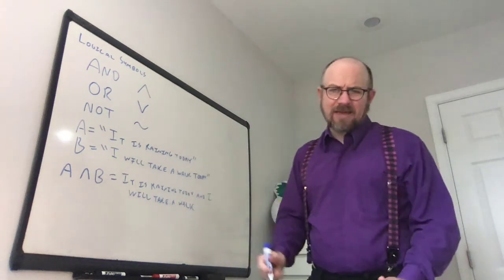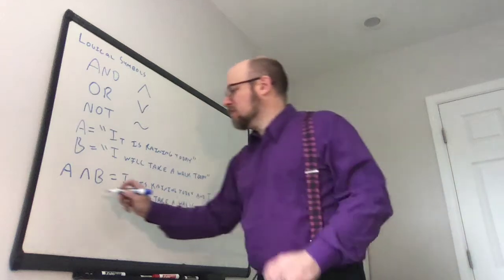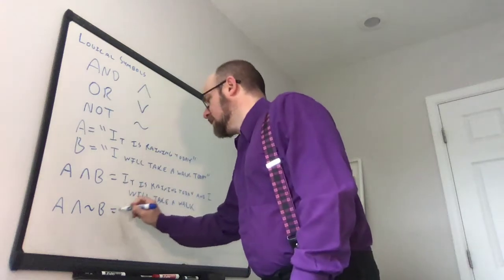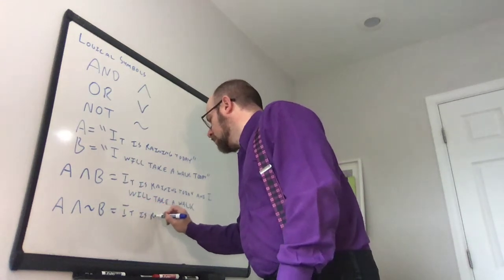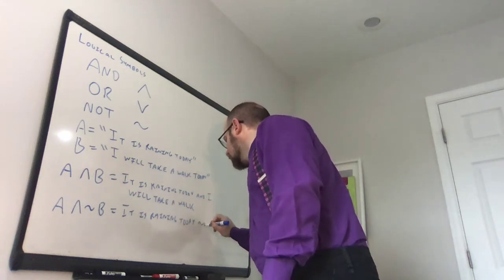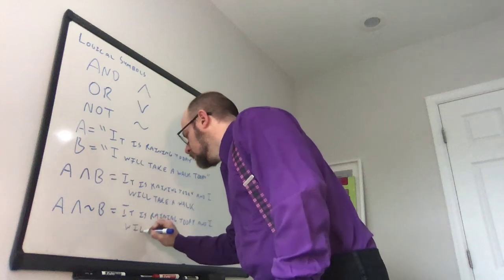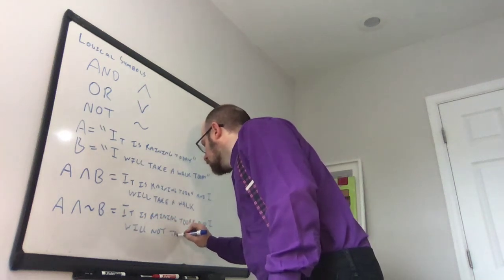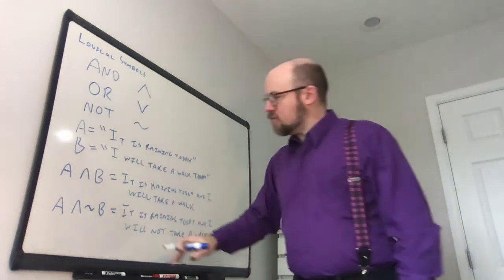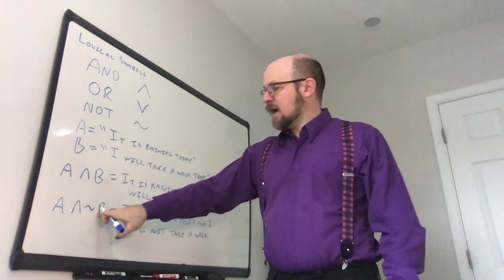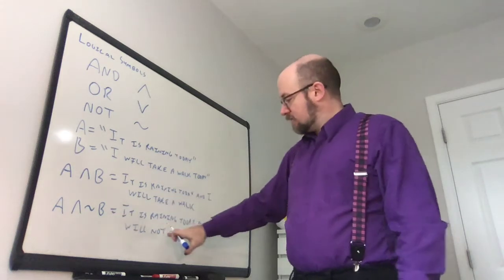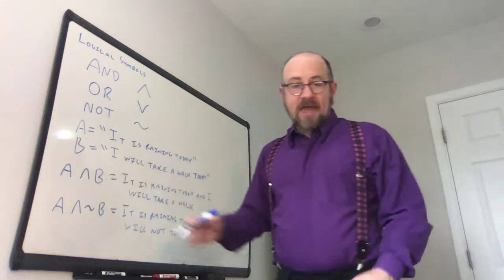Which maybe isn't the best statement, because if it's raining, you probably don't want to take a walk. So maybe you might say A and not B: it is raining today, and I will not take a walk. You can combine these. First we apply not to B, so I will not take a walk, and then we do A and that.